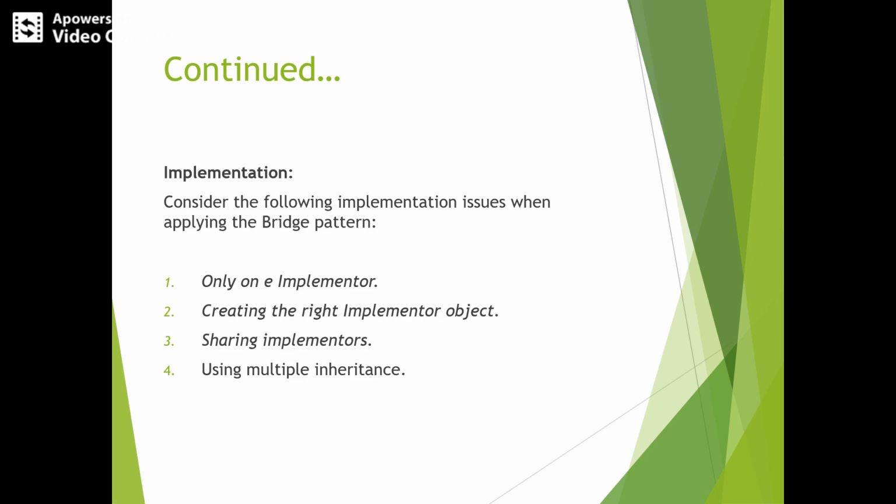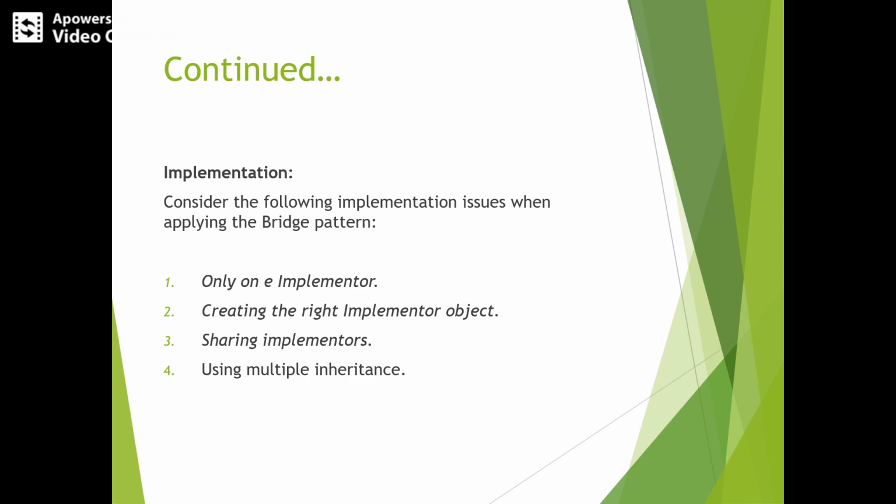The next one is creating the right implementer object. How, when and where do you decide which implementer class to instantiate when there is more than one implementer? For example, if an abstraction knows about all the concrete implementer classes, then it can instantiate one of them in its constructor. It can decide between them based on the parameter passed to its constructor.